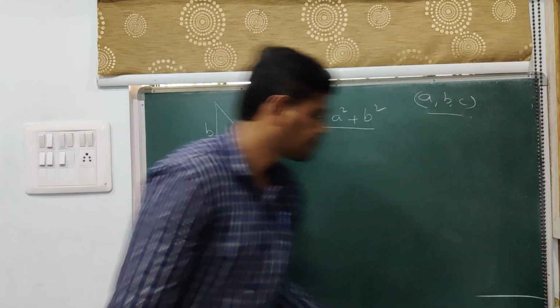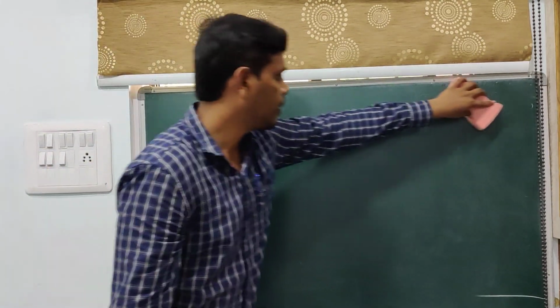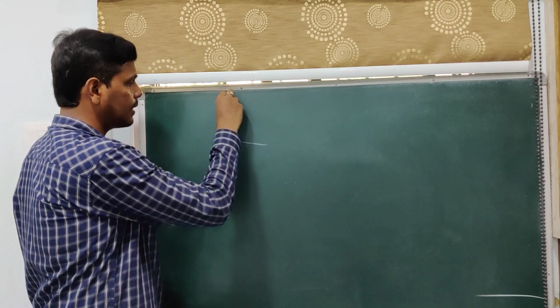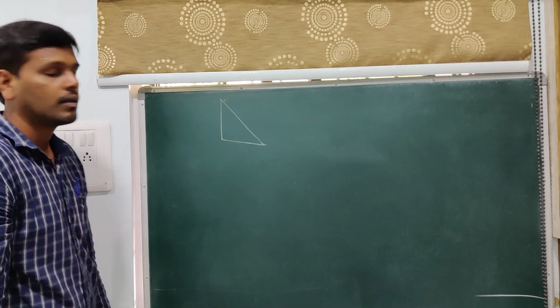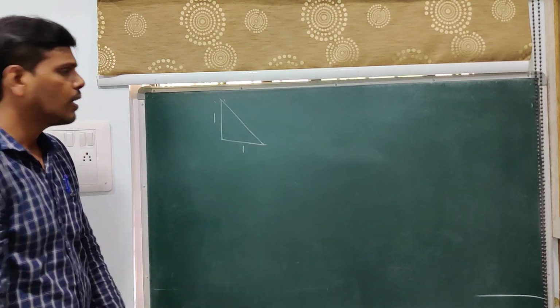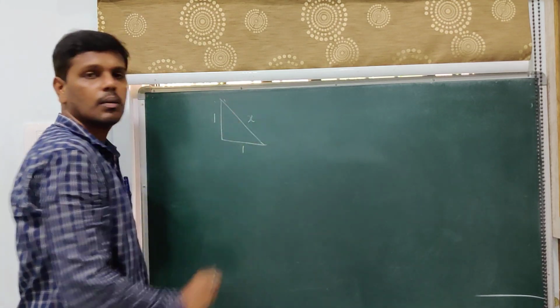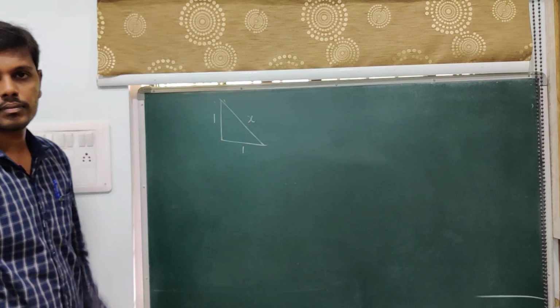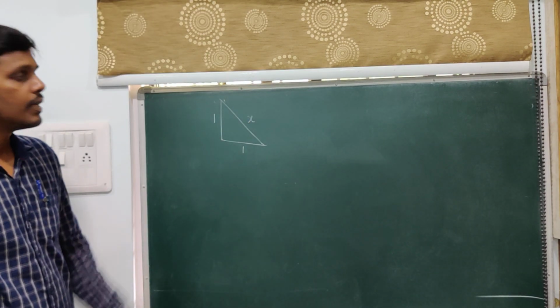First, suppose you are constructing a right angle triangle. Say this is your right angle triangle. Say this side is 1 unit, this side is 1 unit, and you have constructed with some unknown number x. Say the third side is some x.